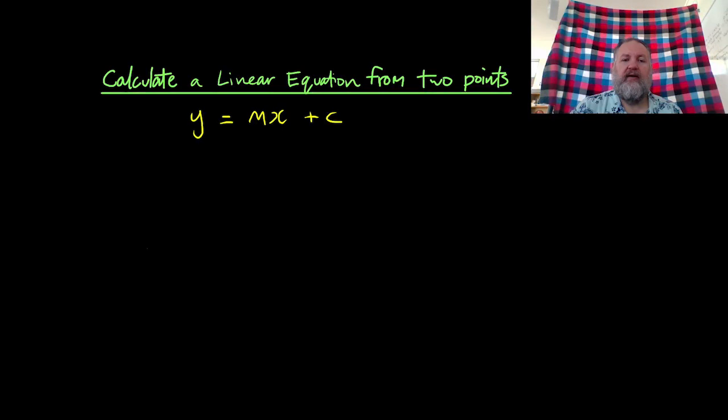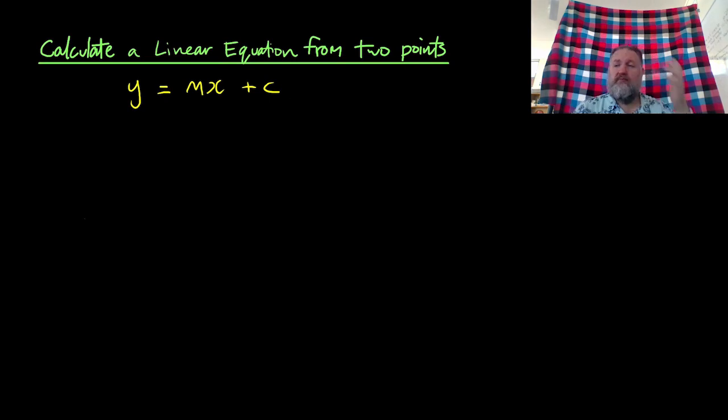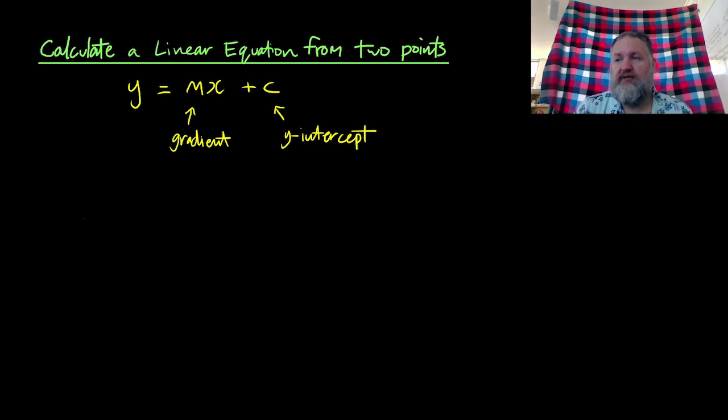Okay, let's talk about how we calculate a linear equation from 2 points, if we're given 2 points. The form that it'll be in is a bit like the one I've got there. It'll be in our standard form, more or less, where we are trying to find the gradient and the y-intercept. They're the two things that we're missing.